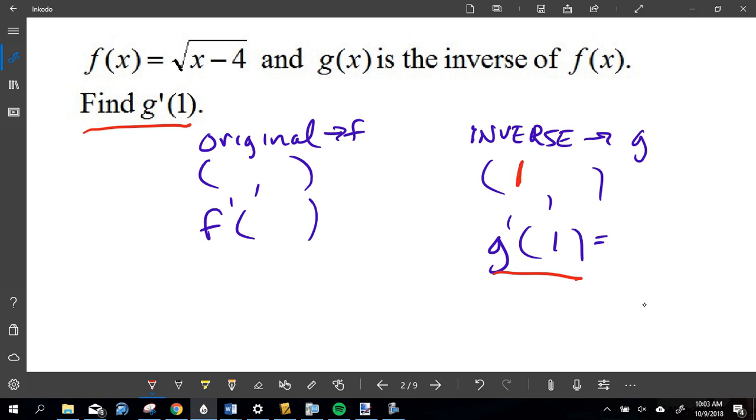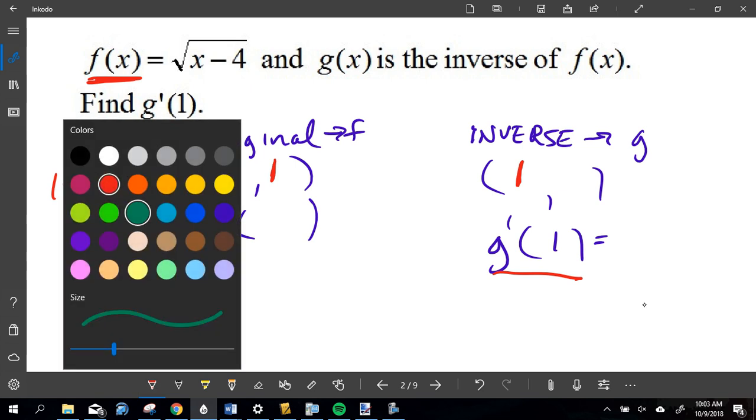If the X is 1, what's true about my F function? The Y is 1. Okay? So I know the Y is 1. I want to know what the X value is. And so to do that, I'm going to take 1 and plug it in for Y. So 1 is equal to the square root of X minus 4. I want to solve that.